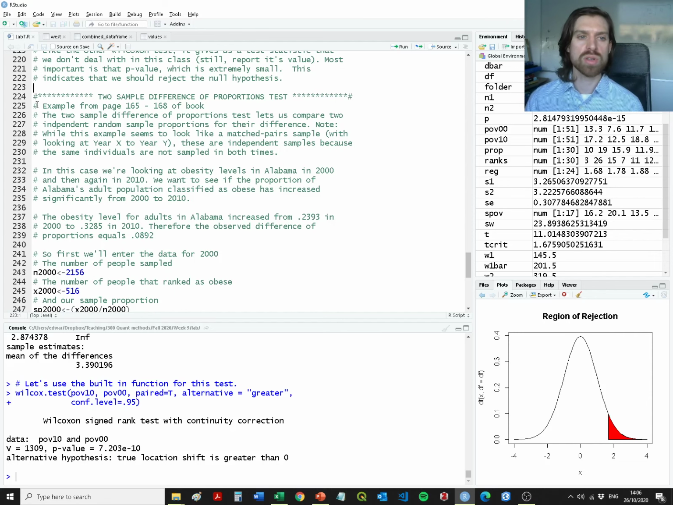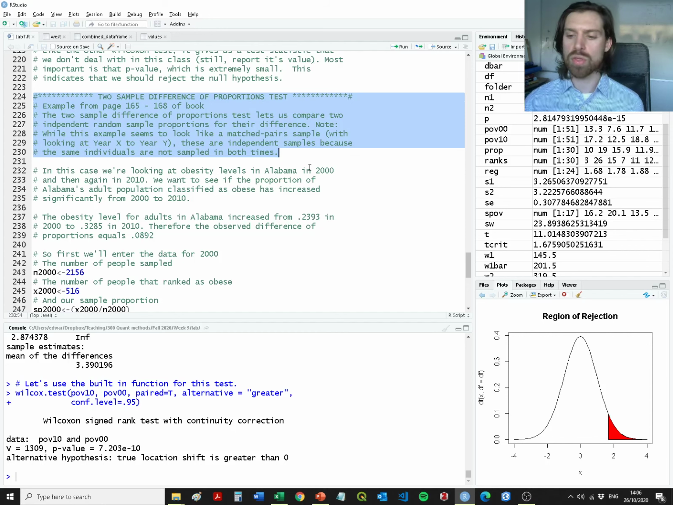Okay, so let's move on to the two sample difference of proportions test, and this is going to be the last one that I cover today within this lab. So this is an example from pages 165 and 168 in the book. Let me just open that up. 165.